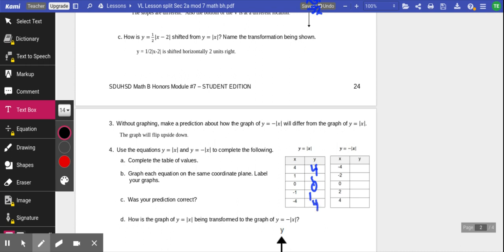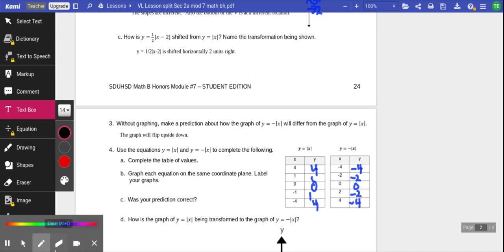But here I have to make it negative. So I have to take the absolute value of negative 4, which would be 4, and then make it negative. So this would be negative 4. Take the absolute value of negative 2, which would be 2, and make it negative. So that would be negative 2. This would stay 0. Take the absolute value of 2, which would be 2, and make it negative. So this would be negative 2. Take the absolute value of 4 and make it negative. That would be negative 4.